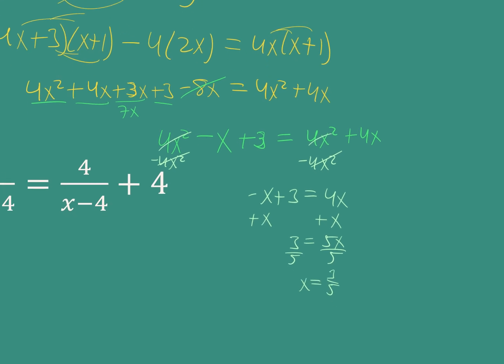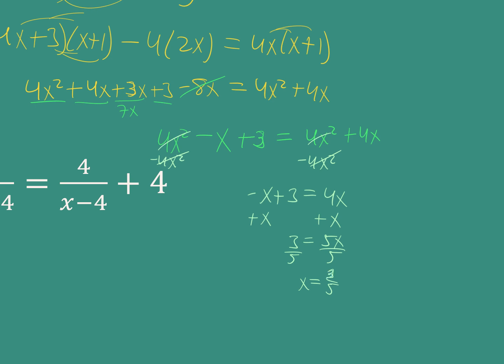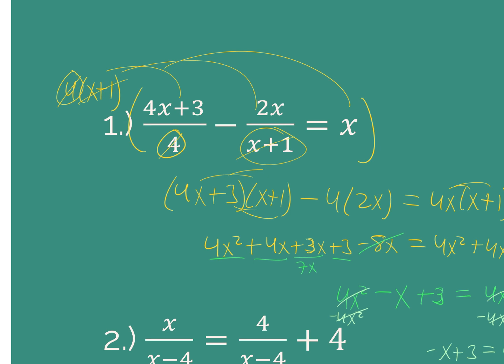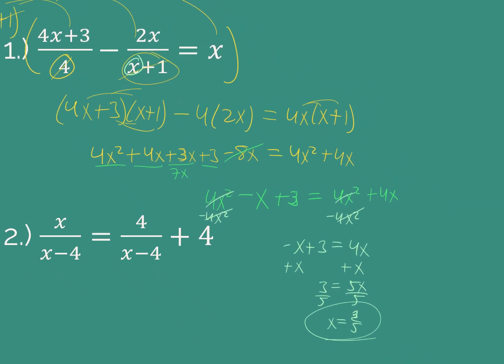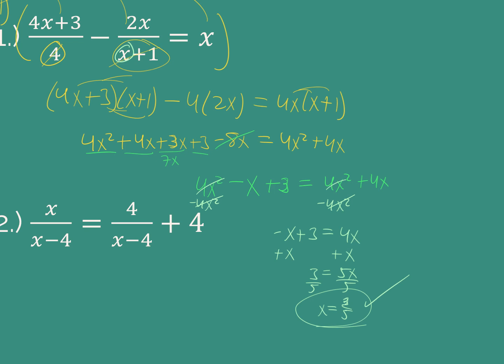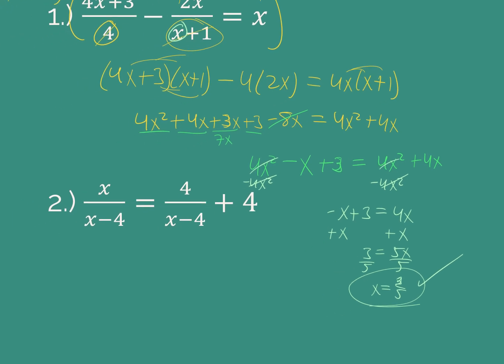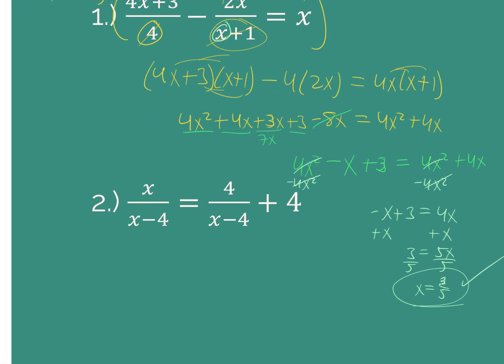All right. And now you want to check if this is going to give you an extraneous solution, right? But our only variable in the denominator is going to be this one here with the x plus 1. And of course, 3/5 plus 1 is not going to get you 0, right? So this is a valid solution. All right. And number 2, it's going to be the exact same process, right?